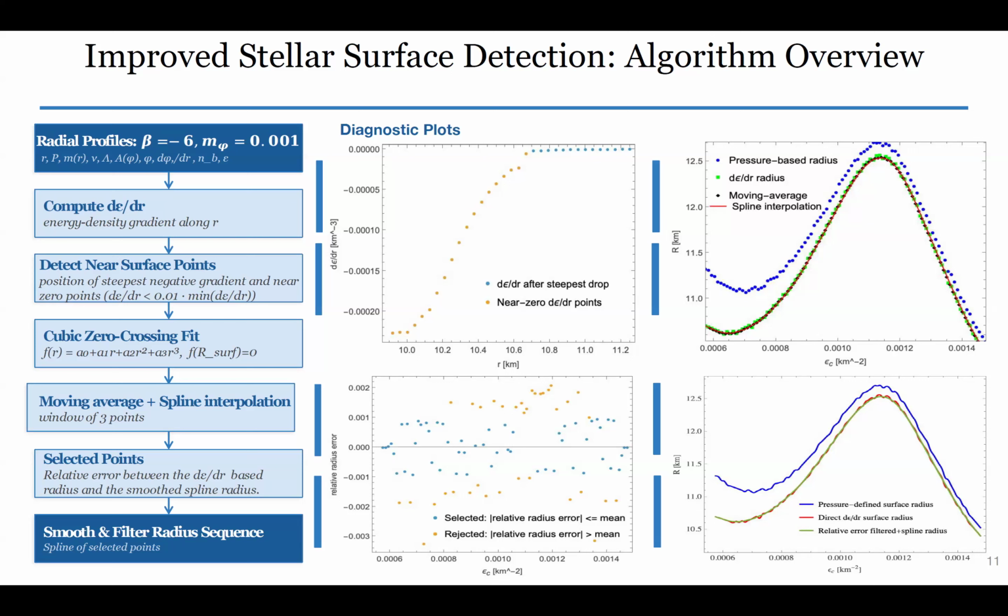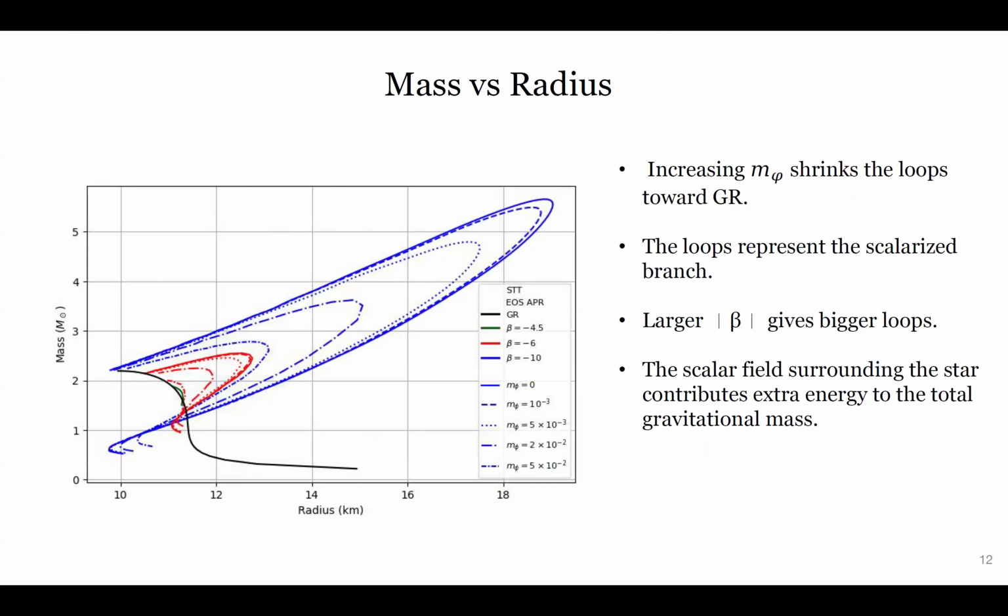So this is basically like going to a subgrid level. After that, I applied moving average and spline interpolation. I also calculated the relative radius error so that I could select the points with less error. And I have finally plotted the graph. We could see a significant difference between the two plots that have been obtained.